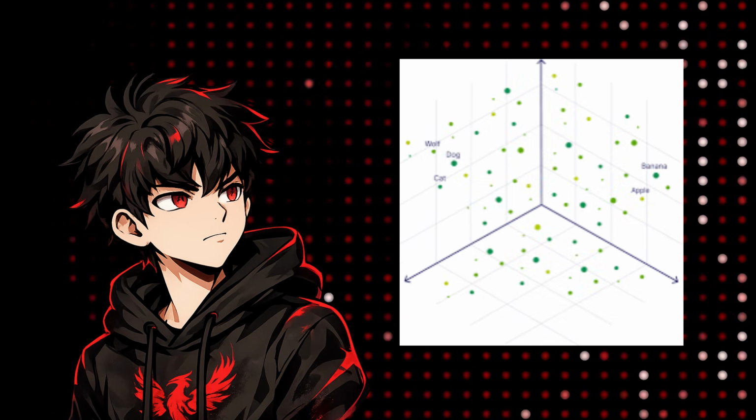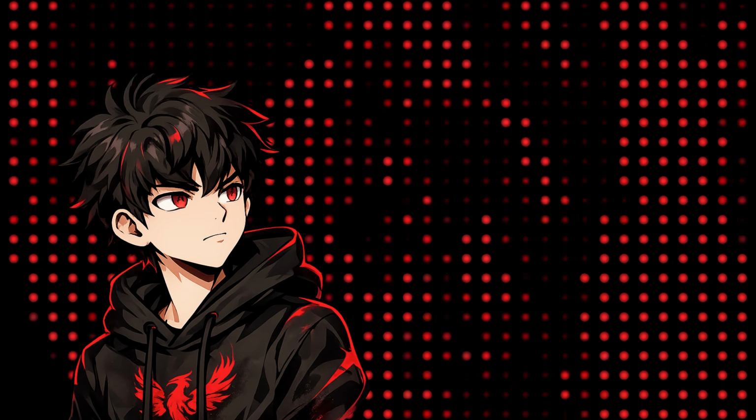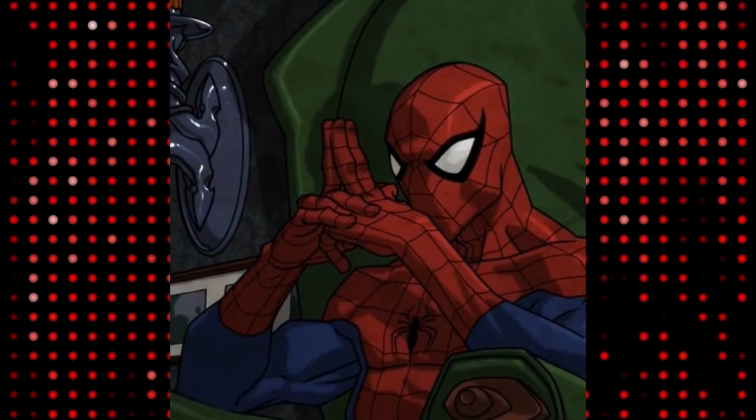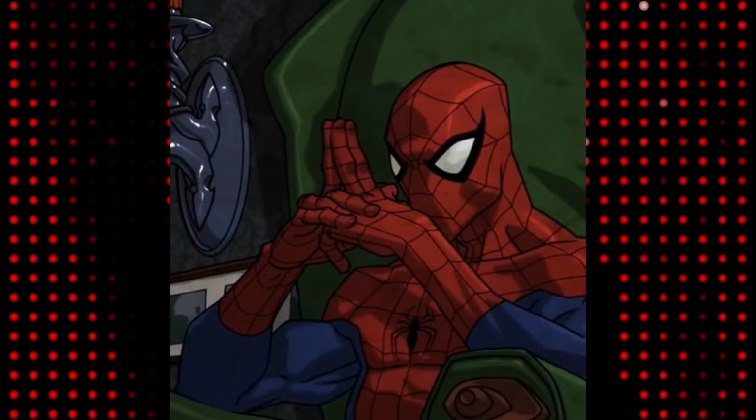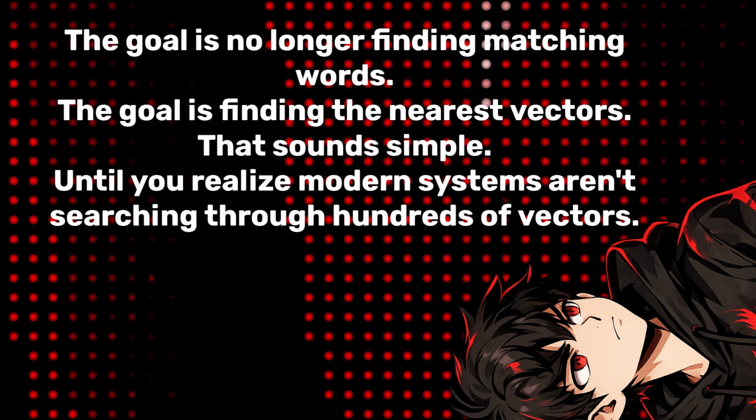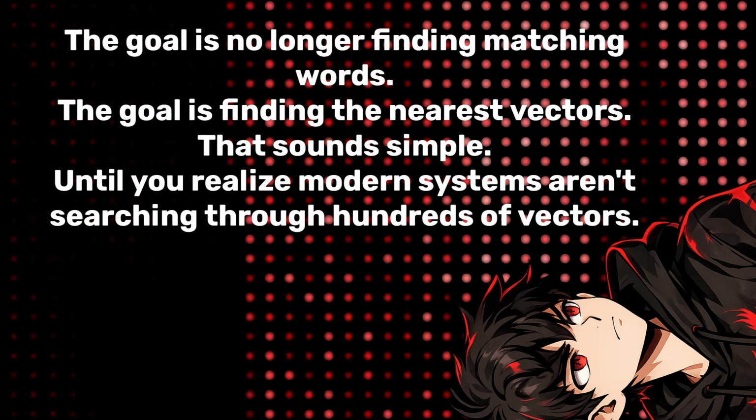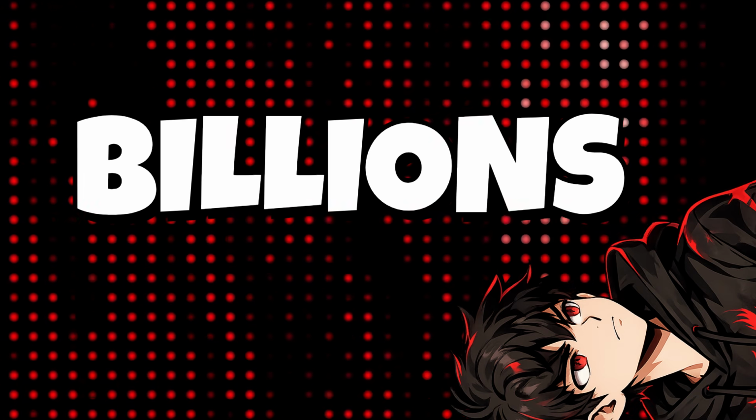Every piece of text gets transformed into a vector, a point in high-dimensional space. And once everything becomes a vector, searching becomes a geometric problem. The goal is no longer finding matching words. The goal is finding the nearest vectors. That sounds simple, until you realize modern systems aren't searching through hundreds of vectors. They are searching through millions, sometimes billions.